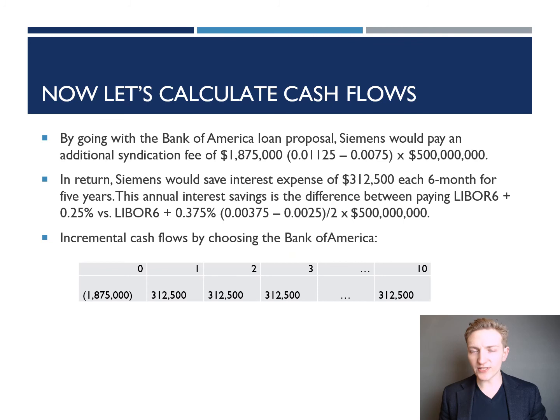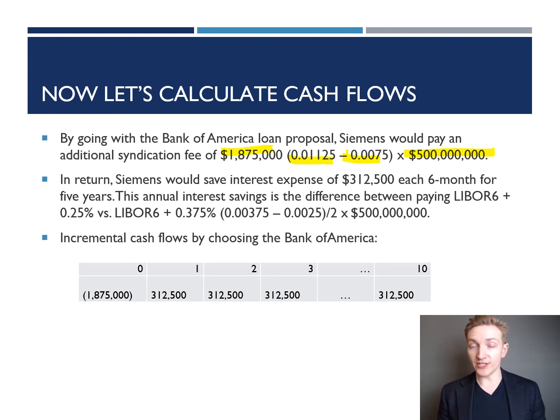So let's have a look at the difference in the cash flows. The difference in the cash flows will come from two areas: the difference in the underwriting fee and the difference in the interest that's paid. Now I saw there was a difference in the underwriting fee. To see that, we take the 1.125% of Bank of America minus the 0.75% of Deutsche and multiply it by the amount that we borrow of 500 million. So the difference in the underwriting fee is about 1.875 million.